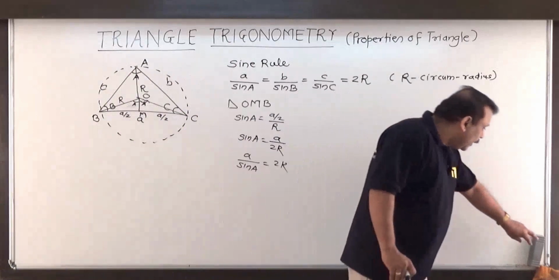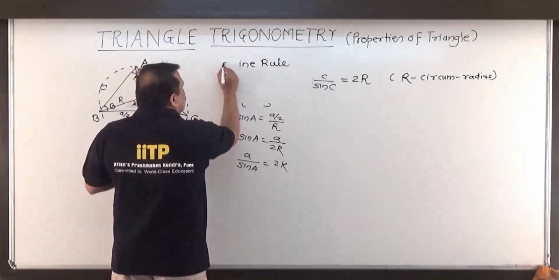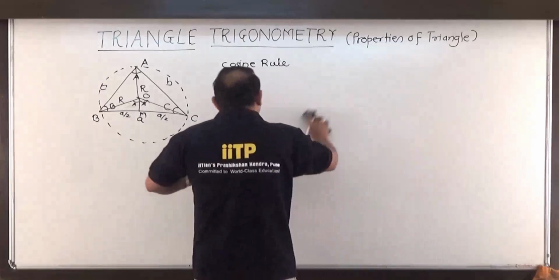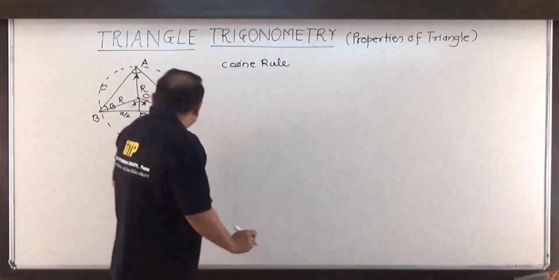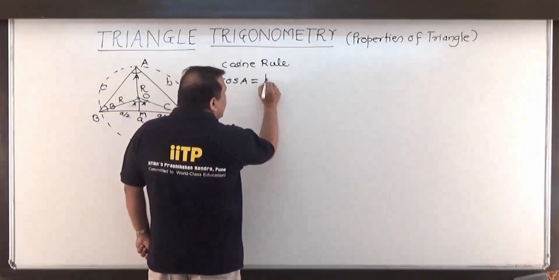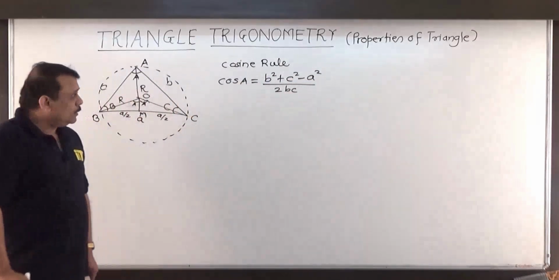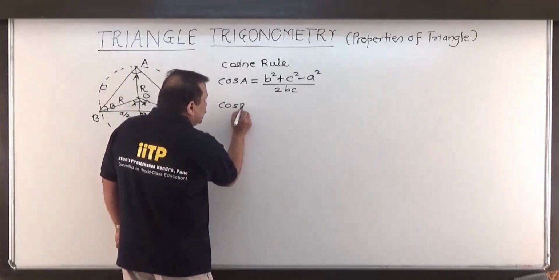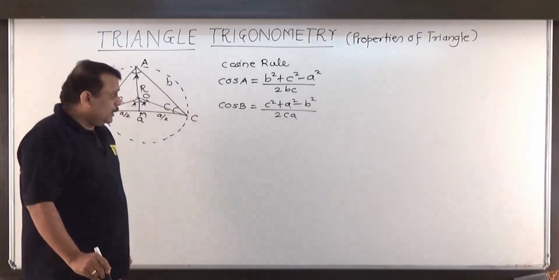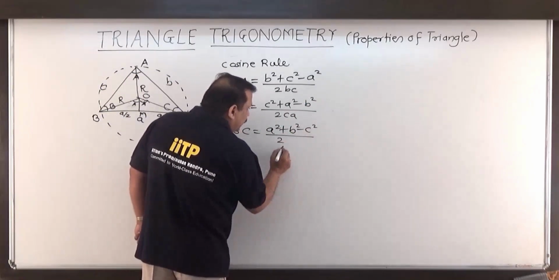The second rule that we will go about is called the cosine rule. The cosine rule is given by cos A = (b² + c² − a²)/2bc, or cos B = (c² + a² − b²)/2ca, and cos C = (a² + b² − c²)/2ab.